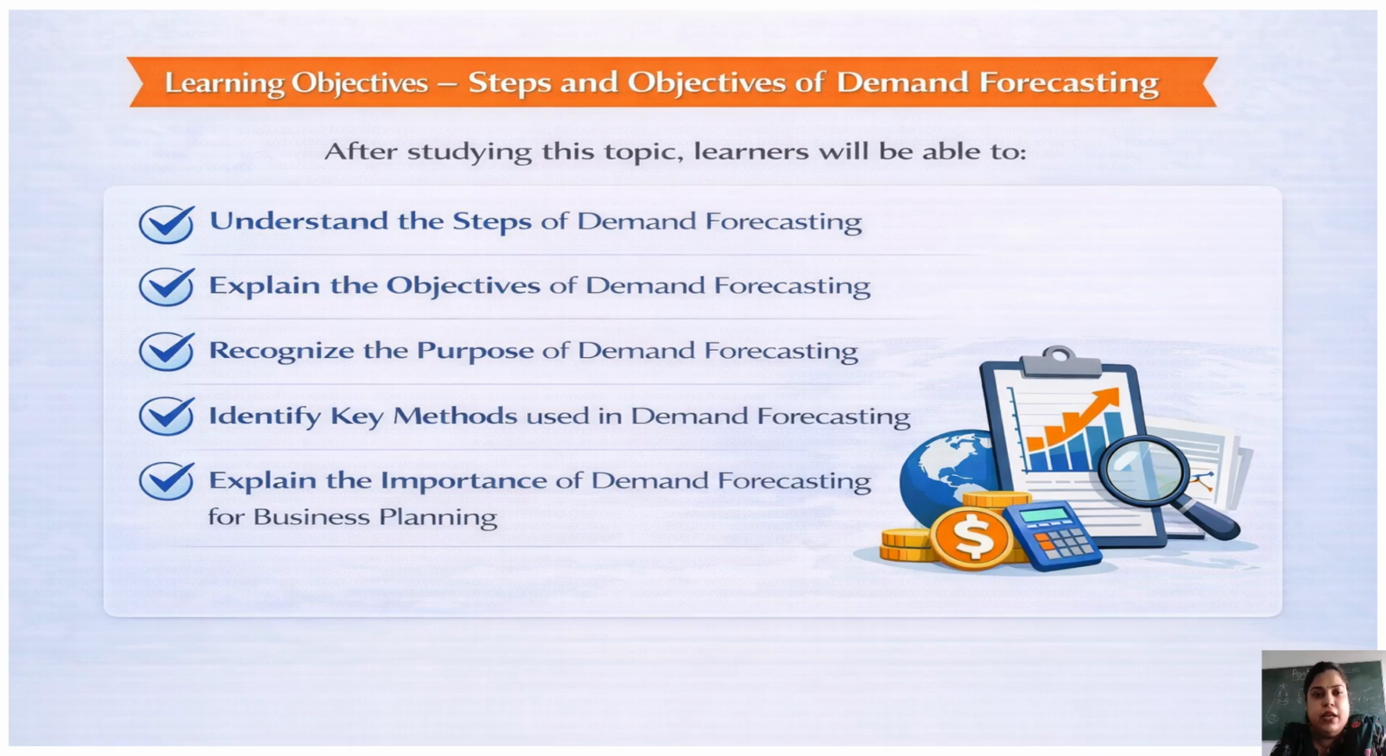Let's first study the learning objective of demand forecasting. In this particular lecture, we can learn the steps and objective of demand forecasting. Let's see one by one what are the learning objective. First, we have to understand the steps of demand forecasting. Along with that, we have to study the objective of demand forecasting, recognize the purpose of demand forecasting, identify the key methods that have been used in demand forecasting, the qualitative and quantitative methods, and last, explain the importance of demand forecasting for business planning. Let's see one by one.